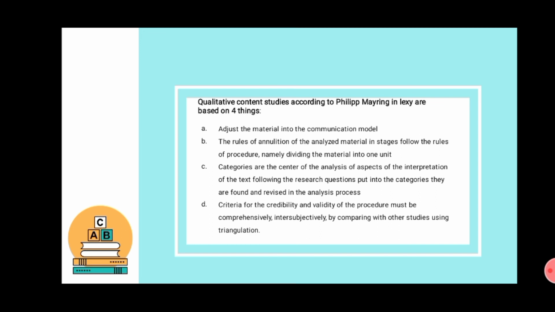D. Criteria for the credibility and validity of the procedure must be comprehensive, intersubjective, by comparing with other studies using triangulation.